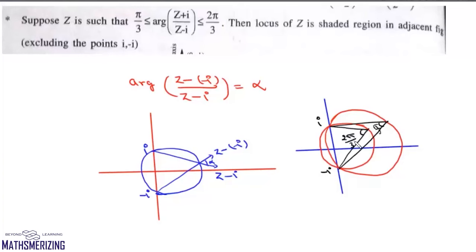So we need all the points z such that this argument always lies between pi by 3 and 2 pi by 3. That means we are talking about the region in between these 2 circles. So the locus of z is represented by this region within these 2 circles.